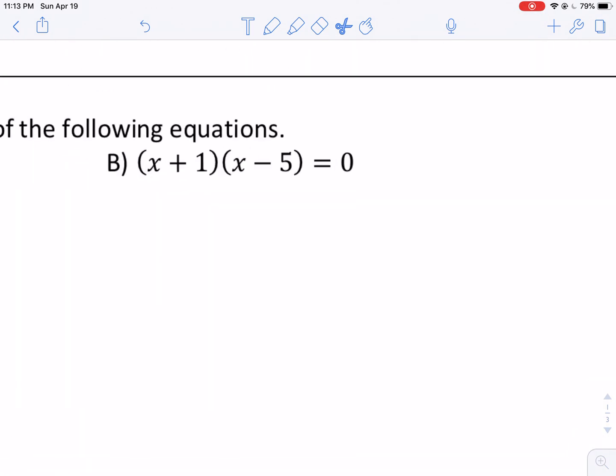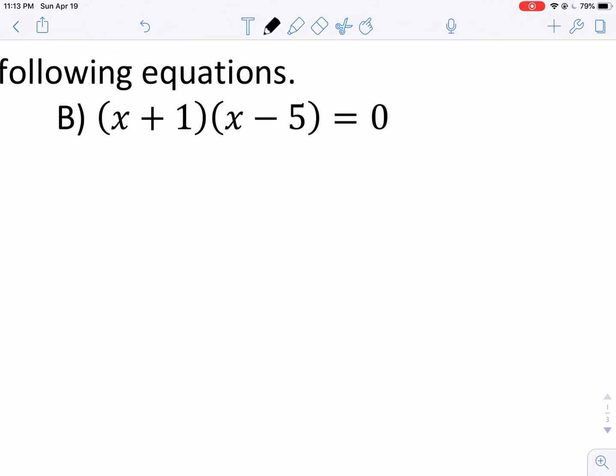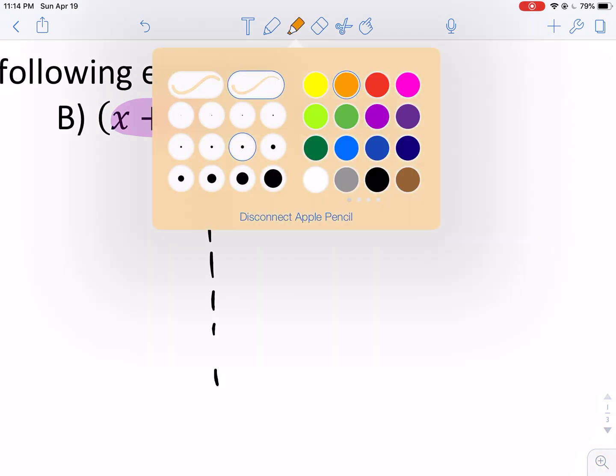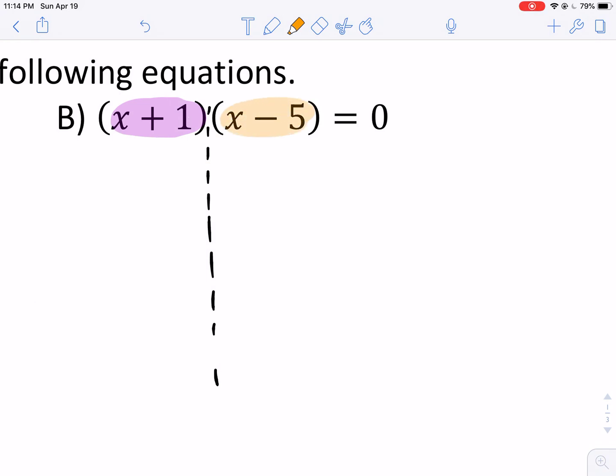So we're going to do it again. Here on B, we're going to split it up. We have two things multiplied equal to 0. So we're going to start with one side and we're going to say, all right, well, what happens if this is 0? Because if this is 0, no matter what this is, then this whole thing is going to be equal to 0, because 0 times x minus 5 is 0. And then we're going to switch it up, and we're going to say, well, what happens if x minus 5 is equal to 0? If x minus 5 is equal to 0, then 0 times x plus 1 is still going to be 0. So x plus 1 equals 0, and x minus 5 equals 0.